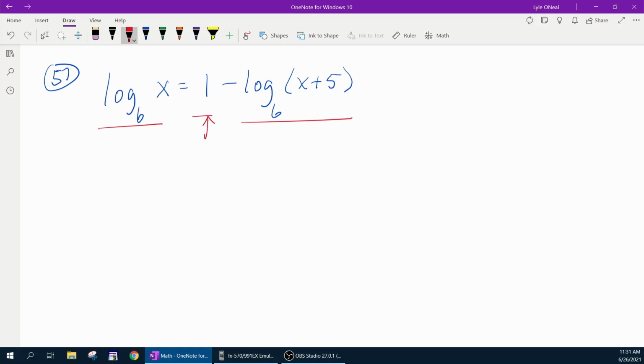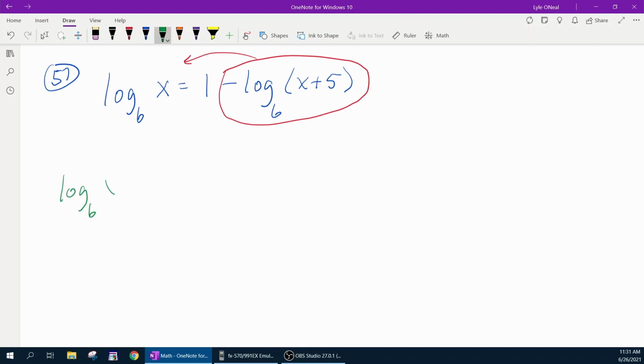So in order to combine them using the properties of logarithms, we're going to need to move a term over. That's going to be our first step to solve this problem. We're going to need to bring this negative log base 6 of x plus 5 to the other side. So that's going to give us log base 6 of x plus log base 6 of x plus 5 equals 1. Do you understand what I did there? I brought the log over so that both of the logs are on the same side. And now I can use the product rule to combine these logs into a single log.